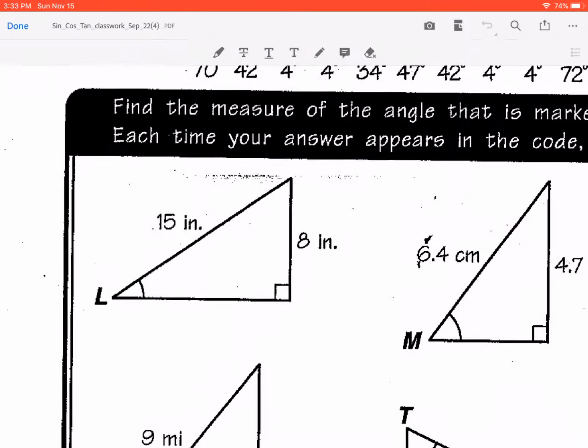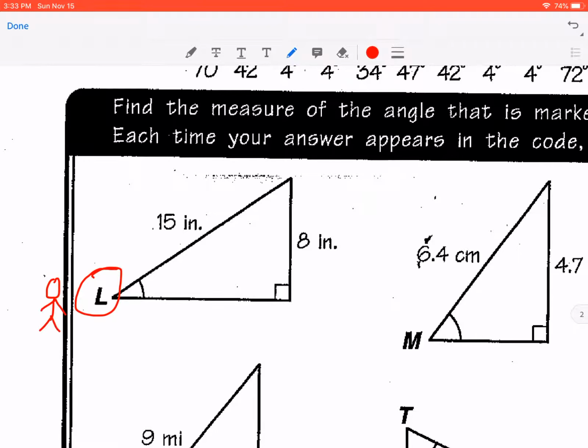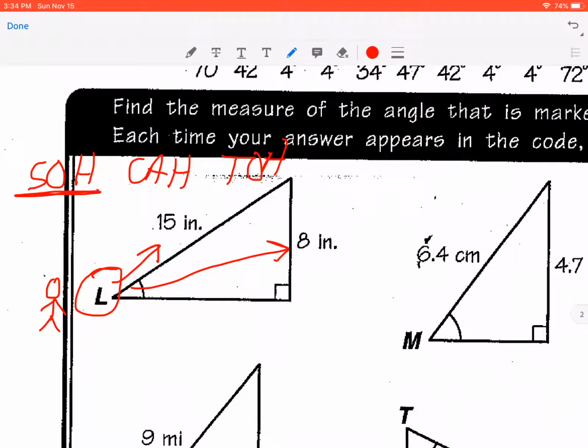All right. So if I had to find angle L, I'm standing right here. If you want to draw the person, you can. Make your cheat sheet, SOH CAH TOA. Okay. That's an opposite, and that's a hypotenuse. Which one uses an O and an H? Sine. So you're going to have to hit second sine 8 divided by 15. Now I'm not going to switch back to my calculator. I'm going to use my one here. Second sine 8 divided by 15. Should be 32 degrees. So that answer is 32.